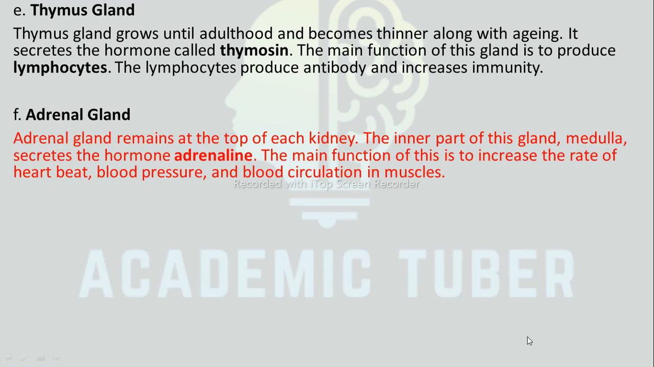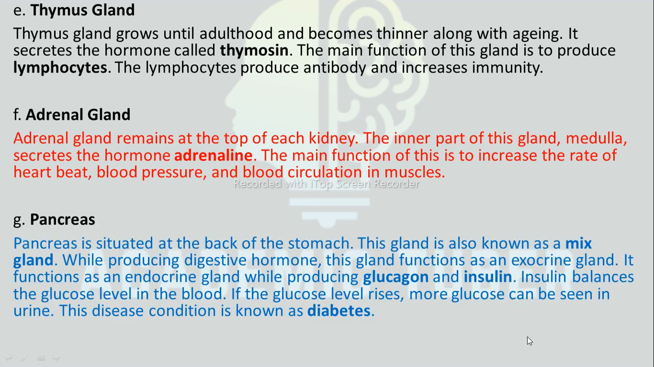Adrenal gland. The adrenal glands remain at the top of each kidney. The inner part of this gland, the medulla, secretes the hormone adrenaline. Adrenaline is also known as the emergency hormone because it prepares the body to face an emergency situation. The main function of this is to increase the rate of heartbeat, blood pressure, and blood circulation in muscles.